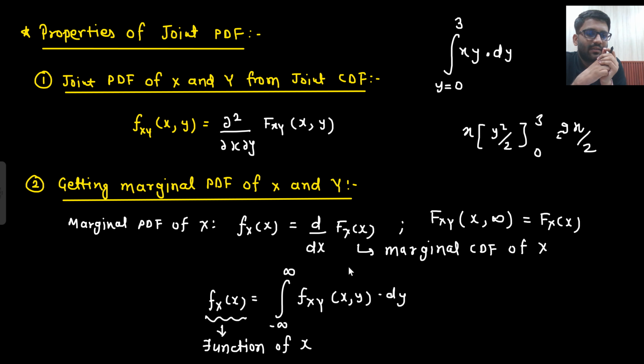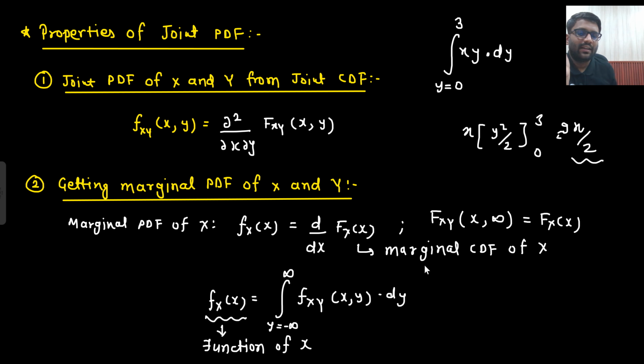What I am saying? This could be a function of both x and y. But in the final answer, you only need a function of x. So what you are actually doing is integrating it with respect to y, and you are putting the limit of y from minus infinity to infinity. You are putting the constant limit of y. So your final answer will come in terms of x only. Are you able to understand this point?